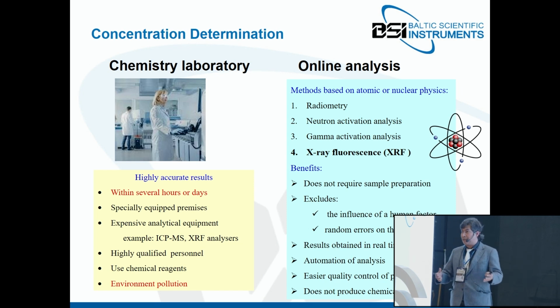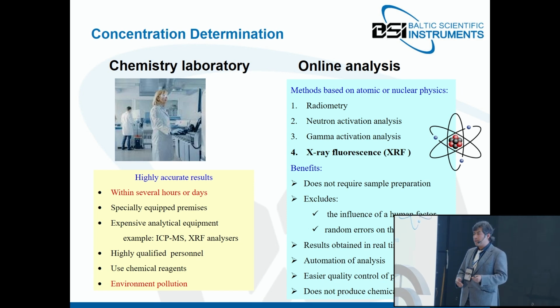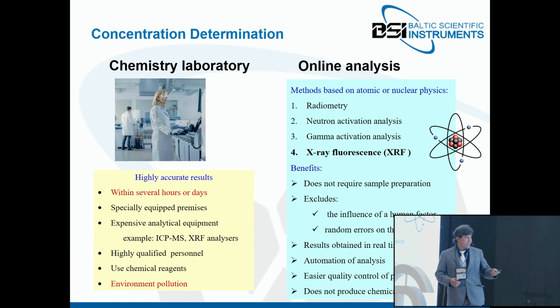It's necessary to have a laboratory with the necessary equipment and highly qualified personnel. And due to the use of chemical reagents, there is usually environmental pollution. Another approach is online analysis with methods based on atomic and nuclear physics, such as radiometry, neutron activation analysis, gamma activation analysis, or X-ray fluorescence.